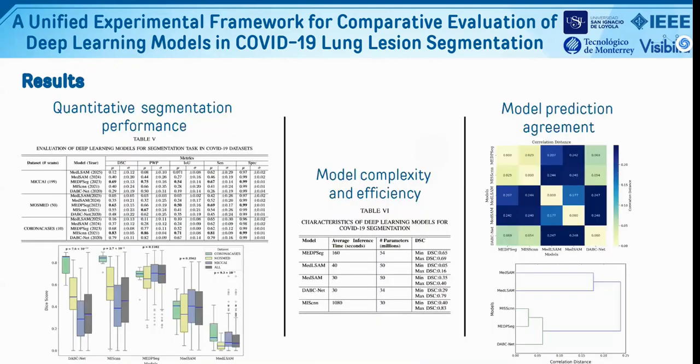The results show that MEDPSEC, despite having the largest number of parameters, 54 million, has the shortest mean inference time, 160 seconds, and is the most consistent model across datasets. By computing pixel-wise prediction, we identified 3 clusters for the models. The first cluster was composed of MEDSAM and MEDLSAM, the second cluster MISNN and MEDPSEC, and the third cluster DAPSenet.